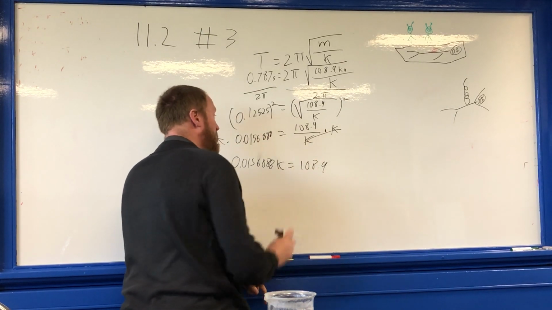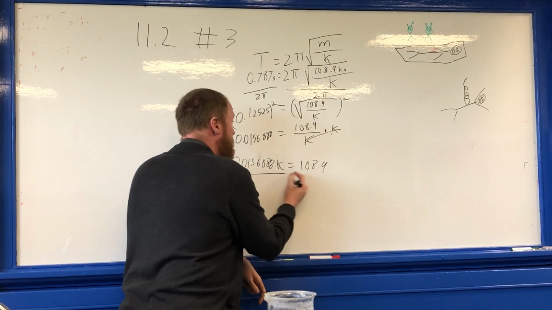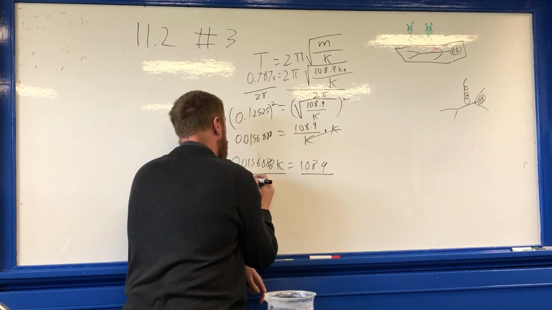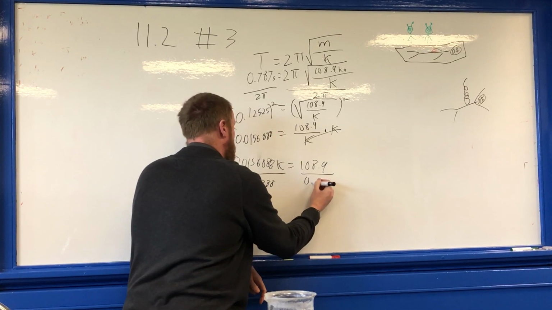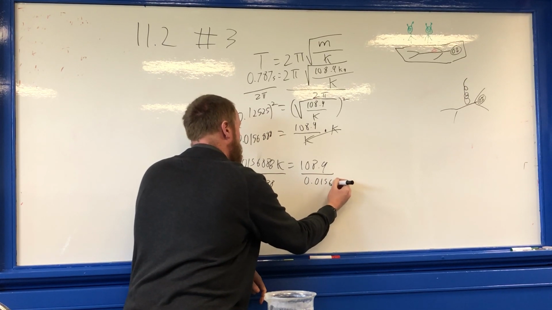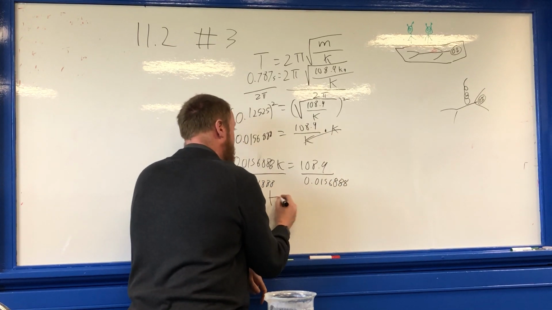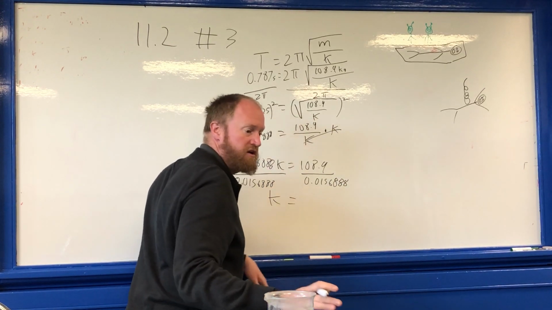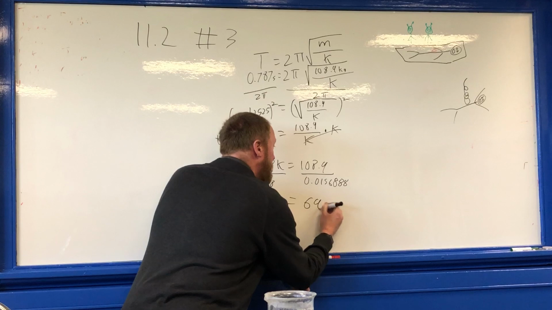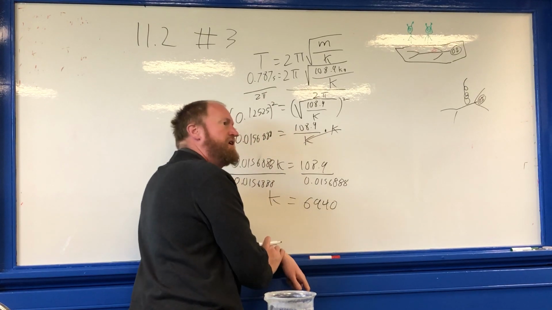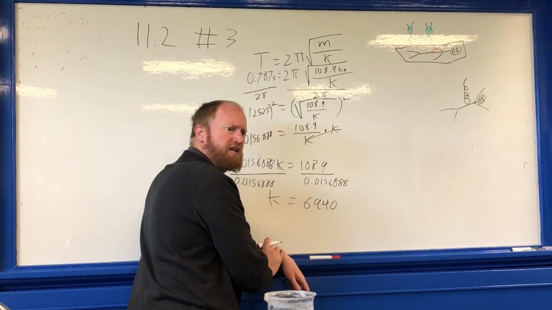So, we're running out of time. So divide both sides by 0.0156888, and I get that K is equal to 6,940. I've forgotten the units for a spring constant.